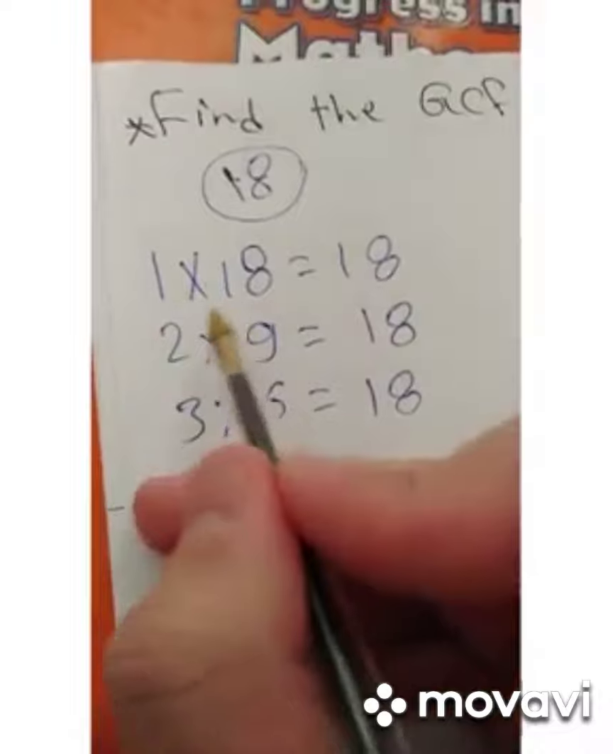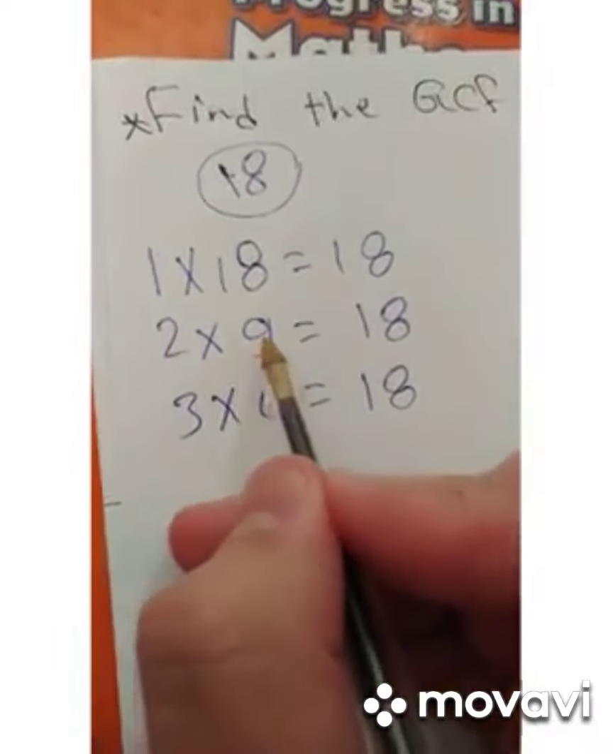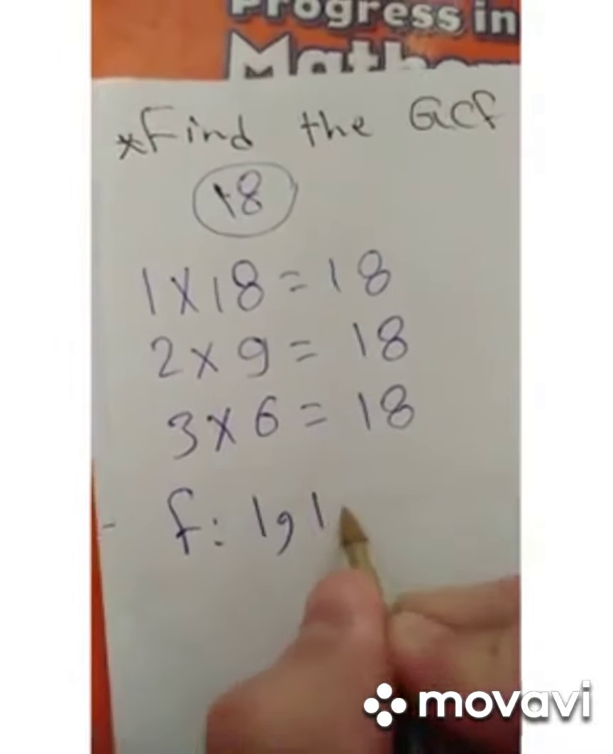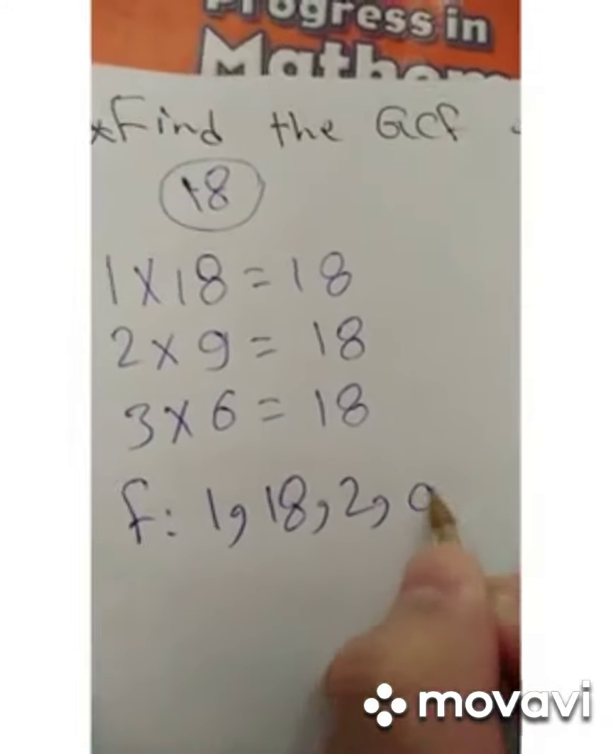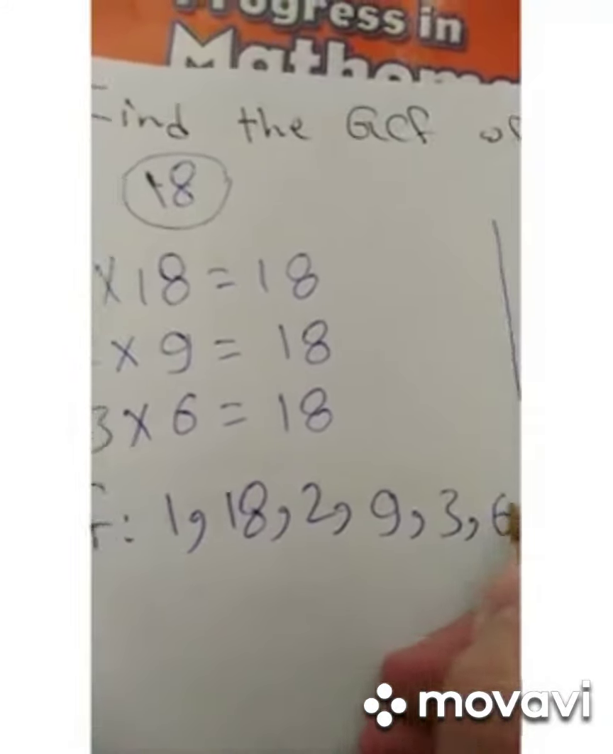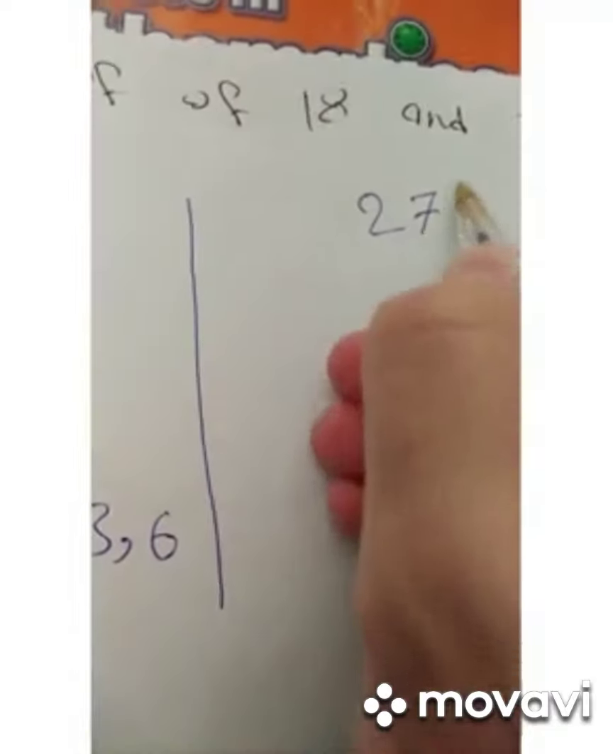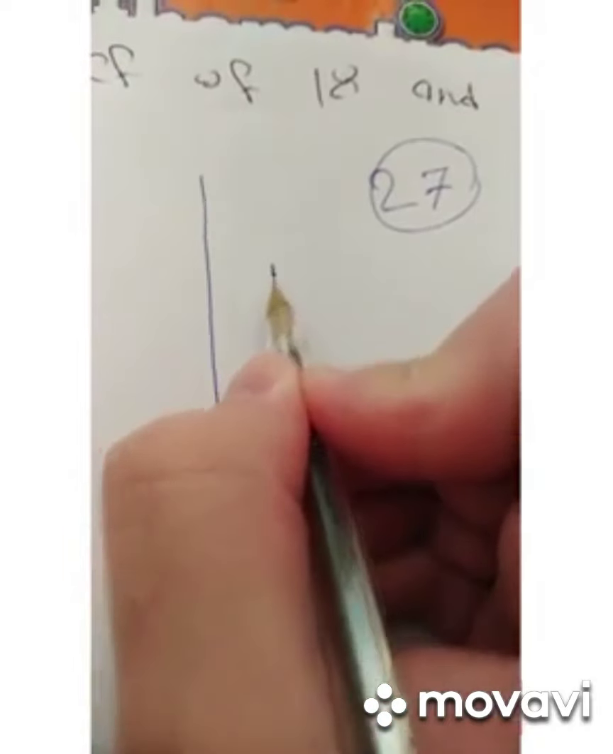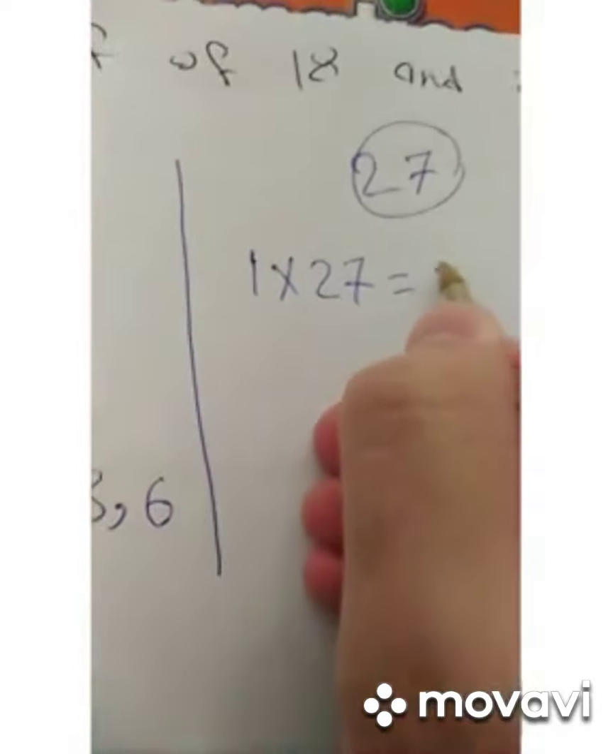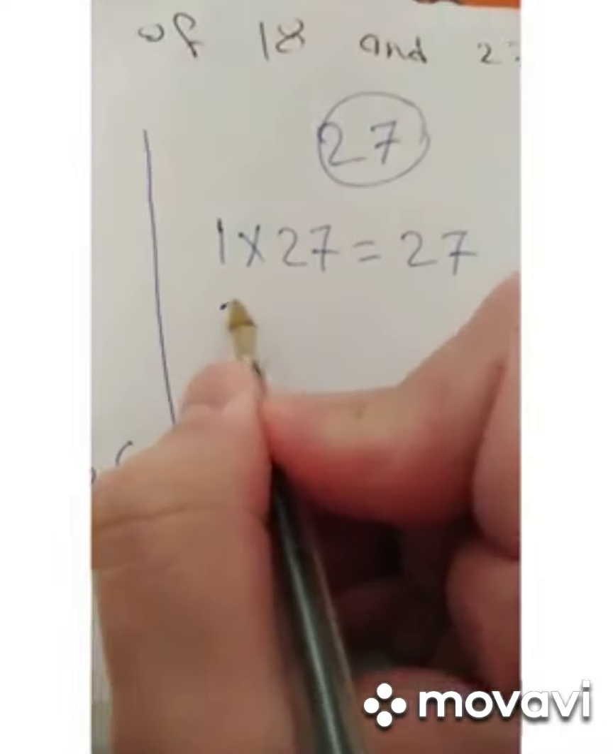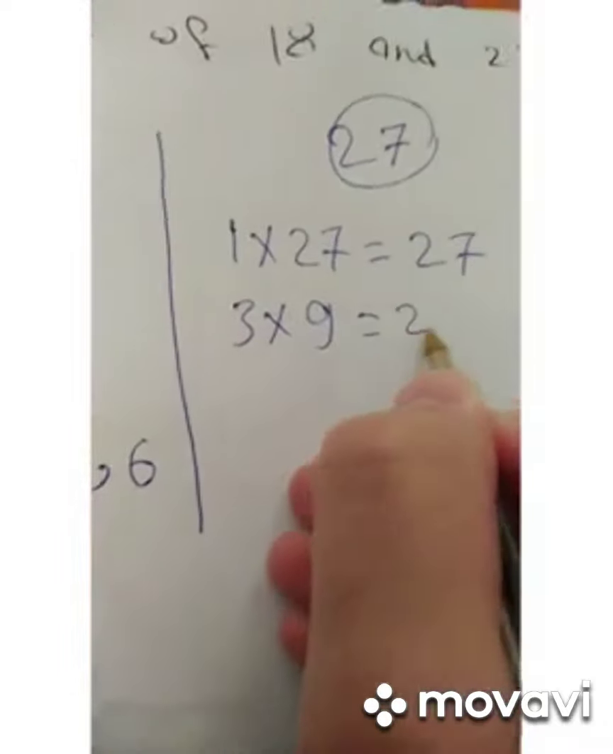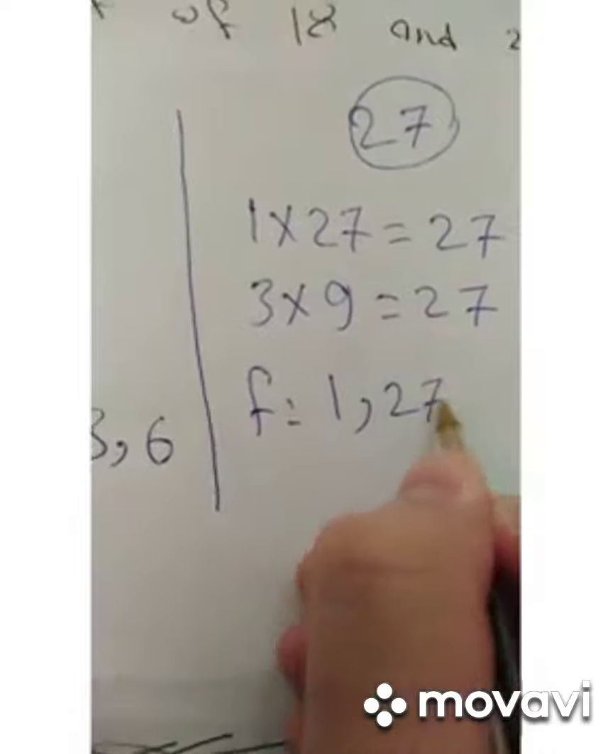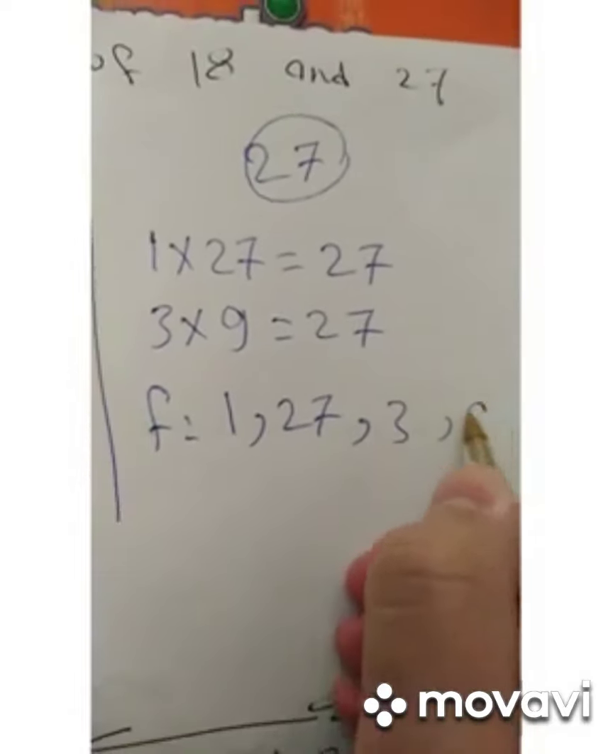So, factors of 18 are what? 1, 18, 2, 9, 3, 6. Let's write them. Factors are what? 1, 18, 2, 9, 3, 6. Let's get now factors of 27. Okay, what times what equals 27? Yes, 1 times 27 equals 27. What else? Yes, 3 times 9 equals 27. So factors of 27 are 1, 27, 3, 9.